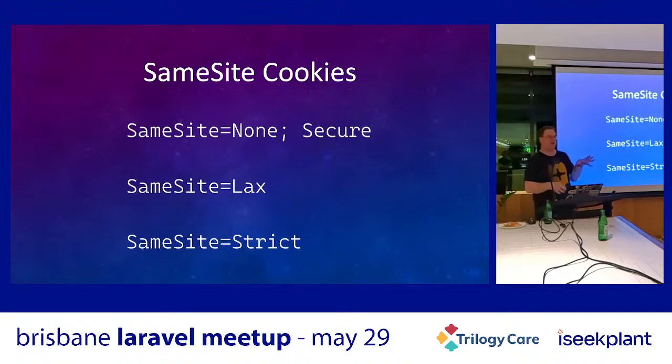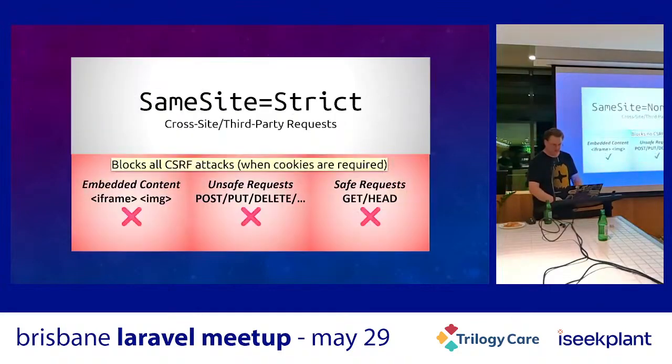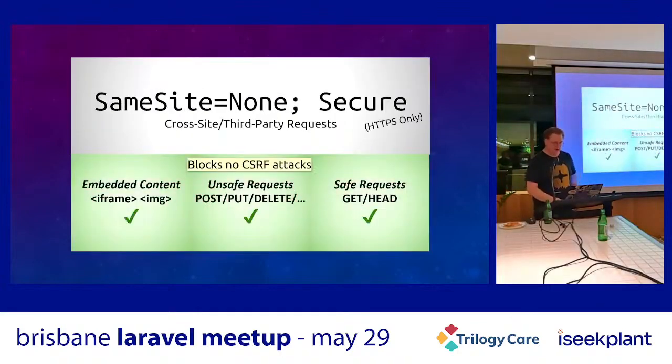None works the same way as without any same-site cookie, which means that the cookies are always attached. Actually, I've got these diagrams, this will work better. So when you've got same-site none set, and this is HTTPS only, so it needs a secure flag set on the cookie as well, it doesn't block anything. So all requests going to the victim site will include cookies. Doesn't matter if they're embedded in frames or images, or if they're unsafe requests, like post, put, delete, etc., or get and head. They all include the cookies. So you don't want this by default because it can enable cross-site request forgery attacks.